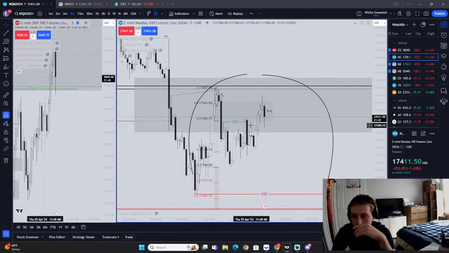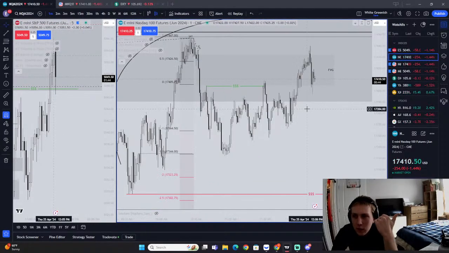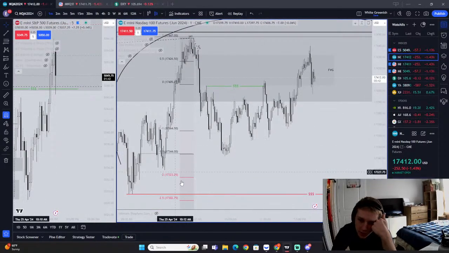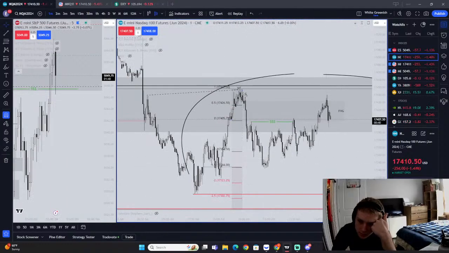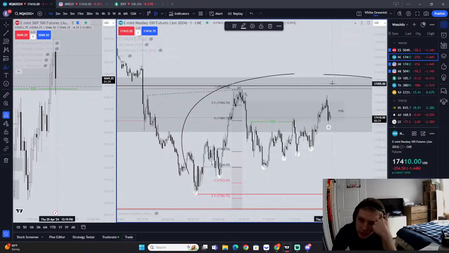I'm just going to wait until we're ready. We're not ready yet to engage this liquidity, but failure swing, possible failure swing. Just look at this. Do you not think that we're going to run all this?